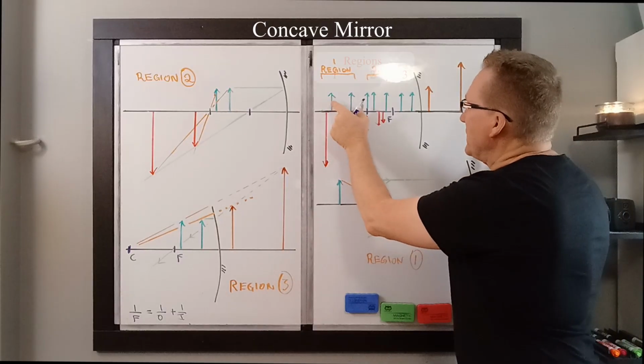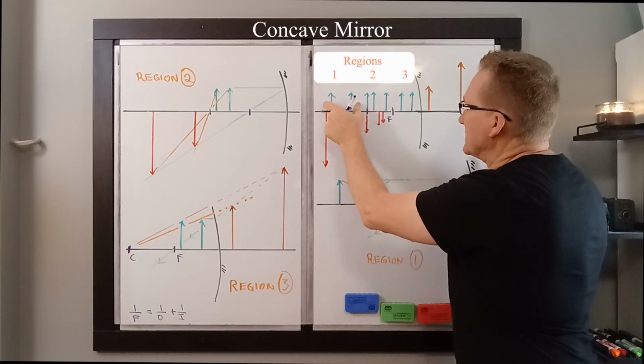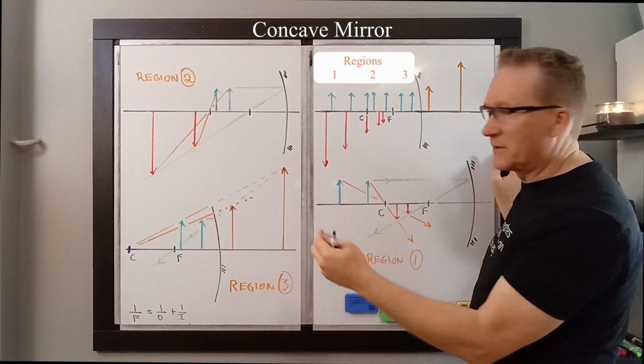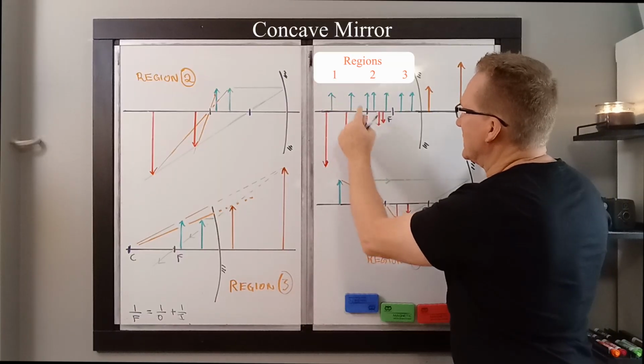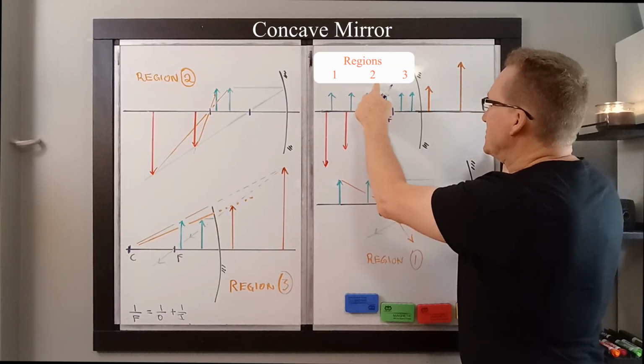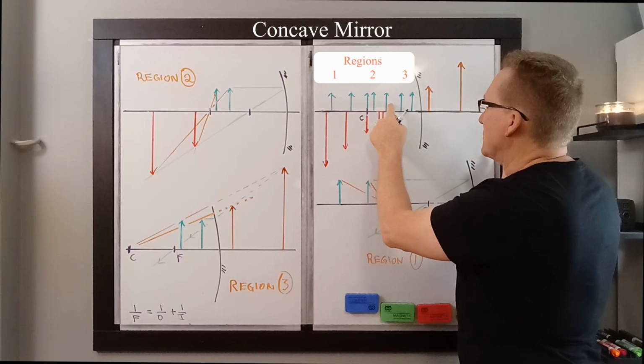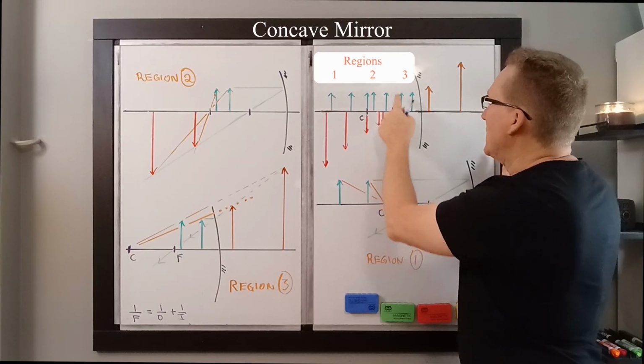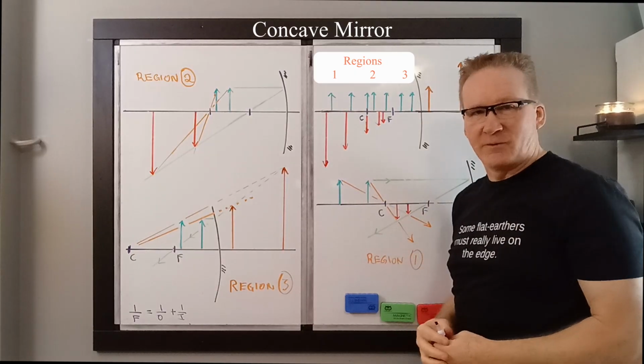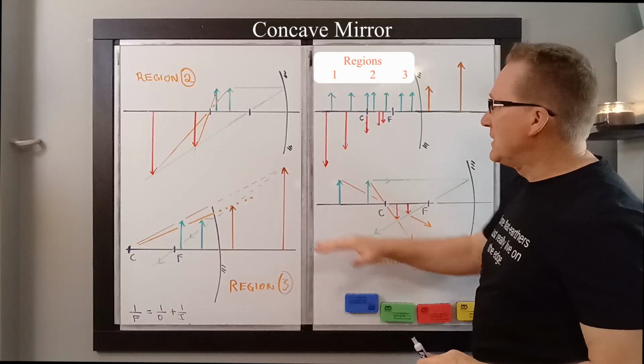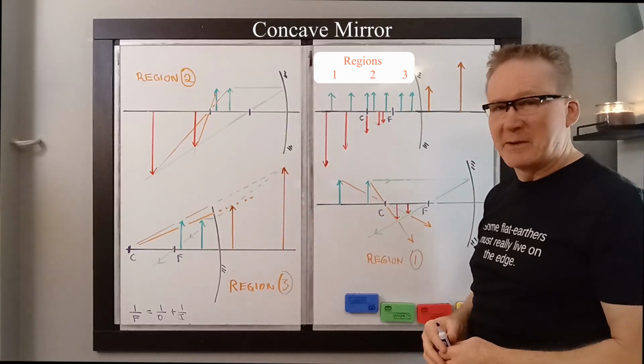And I've drawn points here. I call this region 1. This is just how I've named them. This is not how officially they're named. Region 1 is outside of the center of curvature. Region 2 is say from the center of curvature right up to the focal point. And region 3 is inside the focal point. And I've drawn those three different sections out here so that you can see them in more detail.